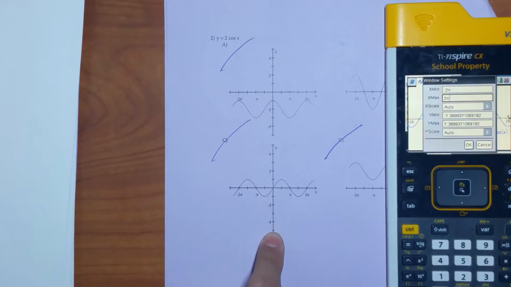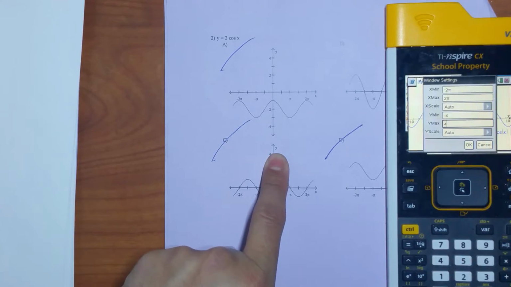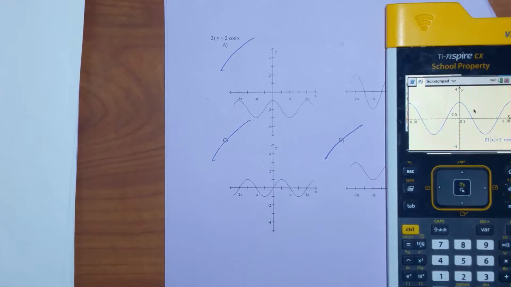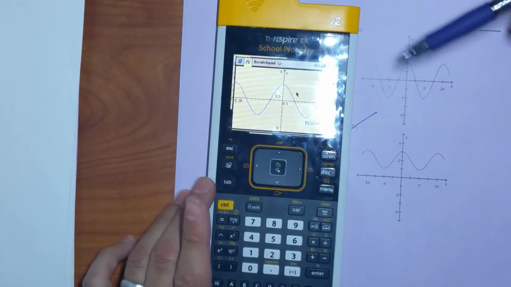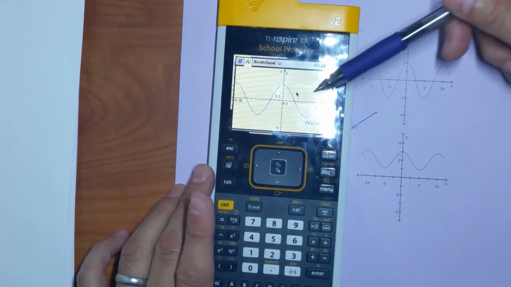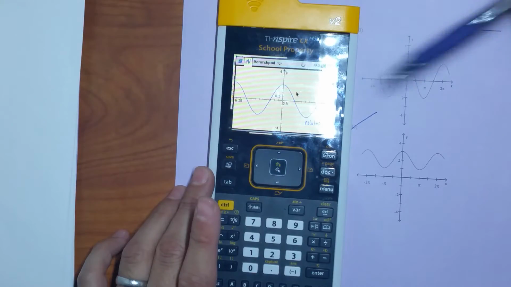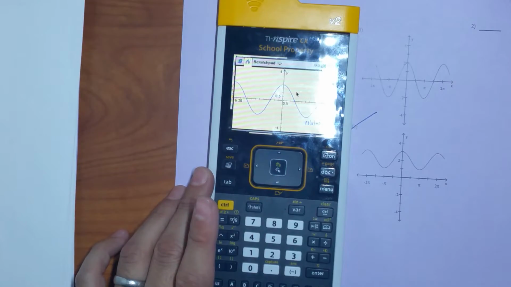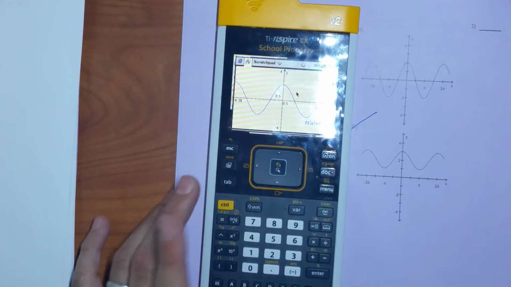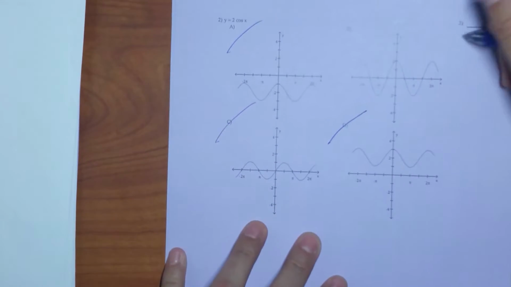What's the Y minimum? Look at the graphs. Negative 4. Negative 4, right? If you're looking at the graph, so negative 4. And what do we have for Y max? Positive 4. Yes. Hit enter. So now, if I look at my graph, look at all nice and pretty here. Doesn't it match that? It matches, doesn't it? It's a miracle. That's all I needed. Okay, so we know the answer here was B.